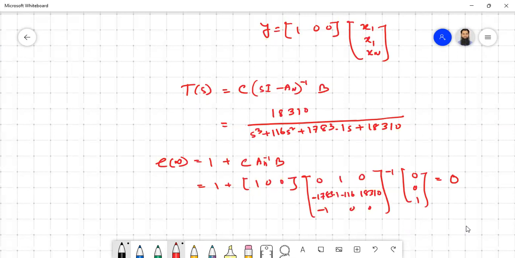This is the procedure that you should be following specific to a ramp input, but for some other input, we have to go for the generalized equation that we have discussed earlier.